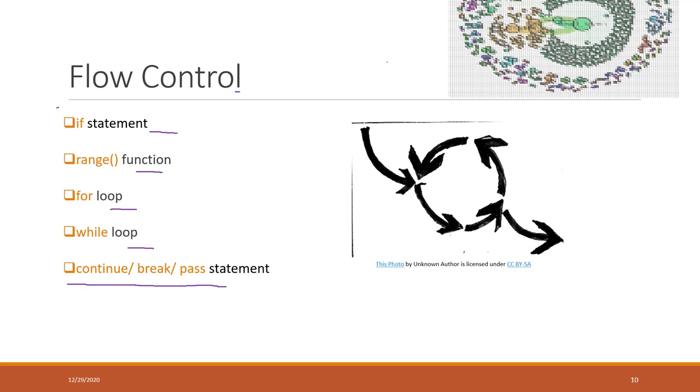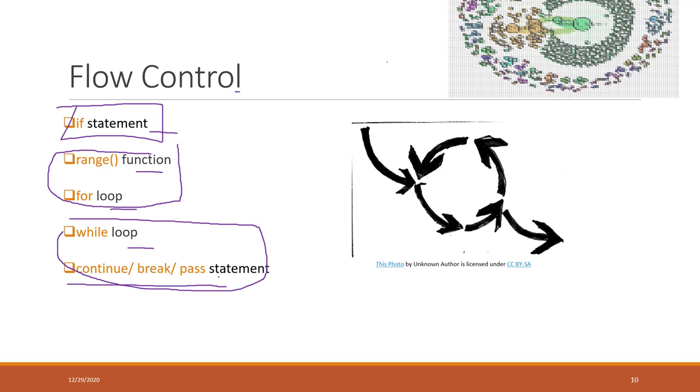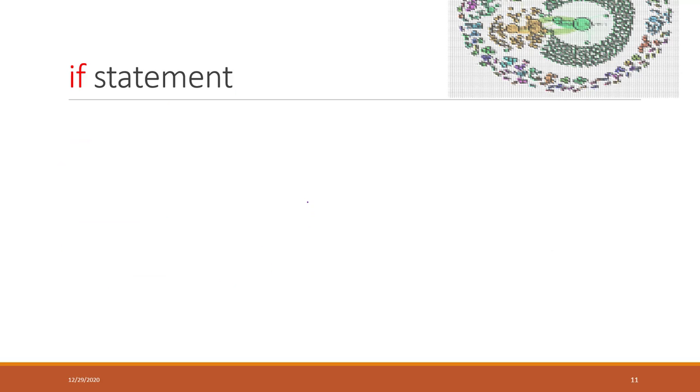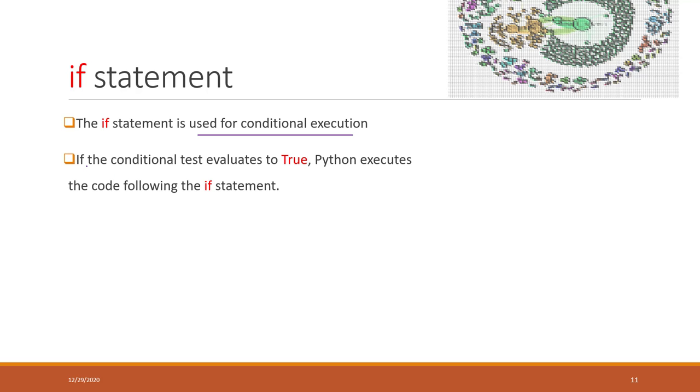Okay, so today we are talking about the if statement. In the following two weeks, we will talk about the range function, for loop, while loop, and also the break, continue, and pass statements. The if statement is used for conditional execution. Basically, we compare a condition. If the conditional test is true, and there are several cases that will be considered true, for example, you can use the comparison operators, or you can go by the value of the data, then Python will execute the code following that if statement.